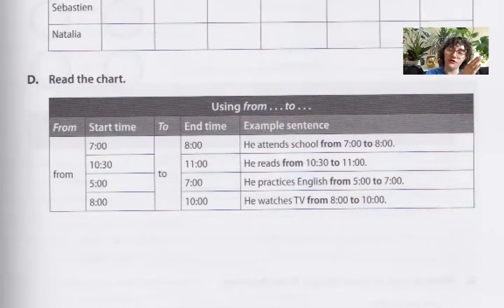So you can have a regular sentence that we've learned how to make. And then you just add from 7 o'clock to 8 o'clock just at the end. And it's right. And then if you wanted to say only one time, not two times, you say he attends school at 7, or he reads at 10:30. He practices English at 5, right?